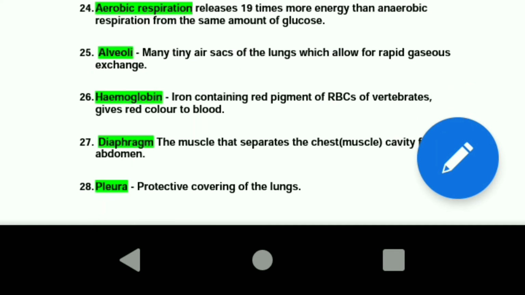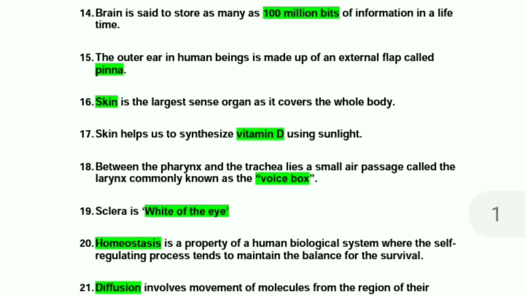அடுத்து the outer ear in human being is made up of an external flap is called pinna. அடுத்து skin is the largest sense organ as it covers the whole body. Skin help us to synthesize dash vitamin கேட்பாங்க.